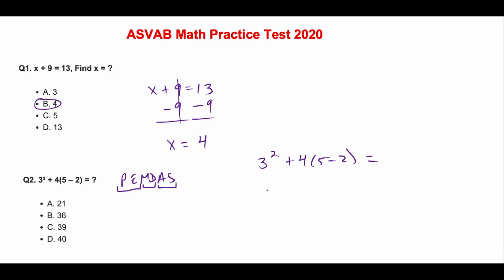So in the next line, what we have is 3 squared plus 4 times 3. But then next, you notice we have an exponent here of 2. We have addition and we have multiplication. So we're going to do the exponent next. 3 to the second power is 9. So we have 9 plus 4 times 3. And then finally, we have multiplication that's going to be taking place before addition. 4 times 3 is 12. So we have 9 plus 12, and that's just going to work out to 21. So we're going to get choice A.